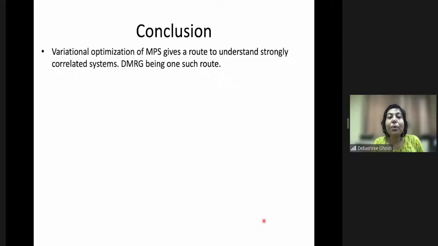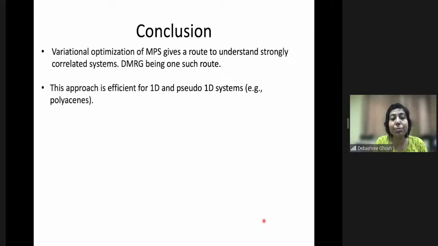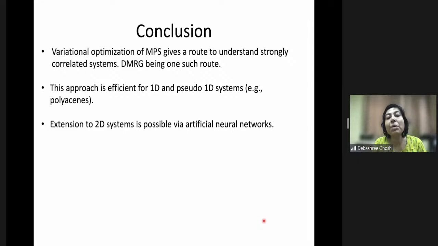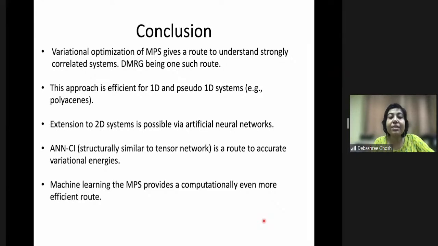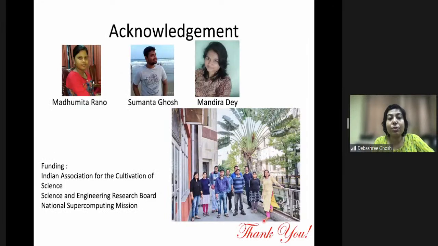So to conclude, I hope to have convinced you firstly that variational optimization of MPS is a good way to understand strongly correlated systems, and DMRG gives us a very strong algorithm for that. It is efficient for one-dimensional systems, and the extension to two-dimensional systems is of course possible via artificial neural networks. But what is more attractive to us is that machine learning of MPS is an even more computationally efficient route, and we will take this to more complicated tensor product states soon.